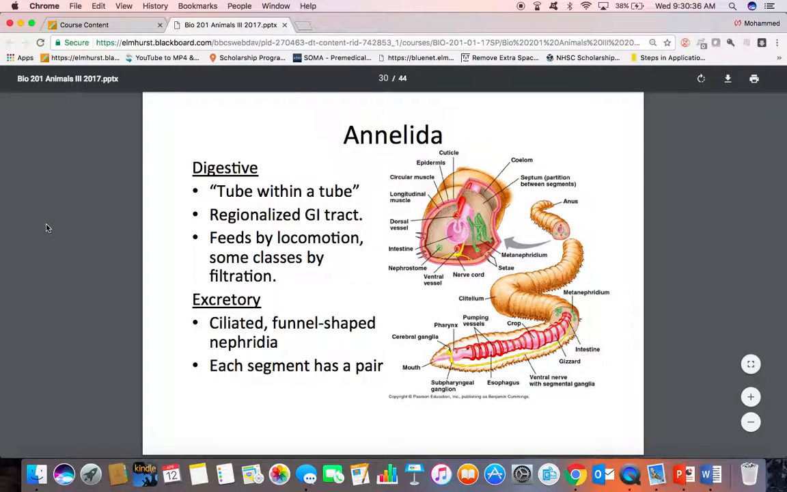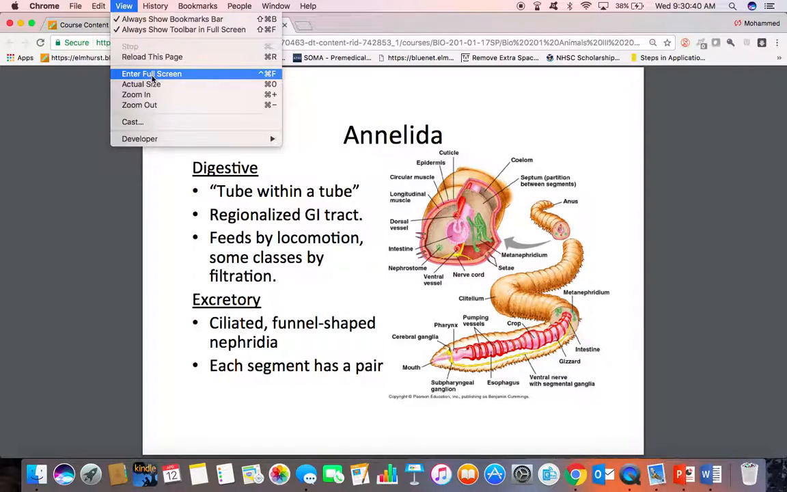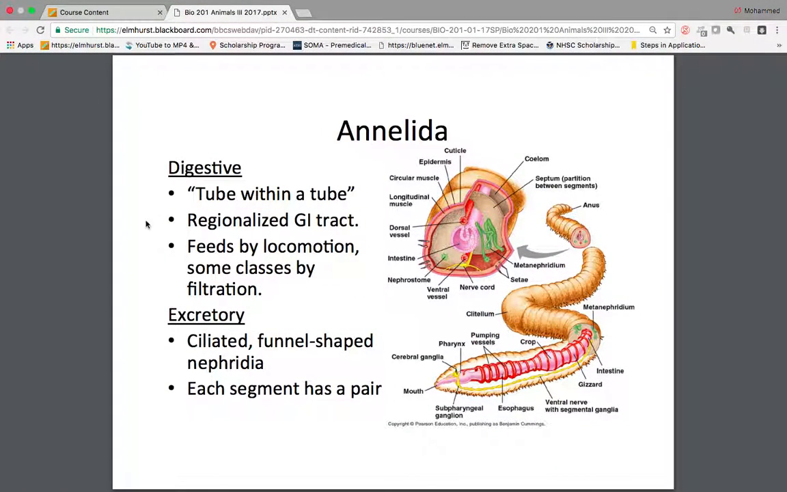Each individual segment is responsible for dealing with the waste of the next anterior segment. So the segment before drains into the tubule that runs through the space of the next segment. And then that segment has another one that runs through the next space of the following segment. So it ends up being a really good reabsorption system.